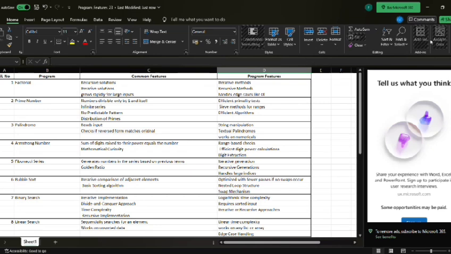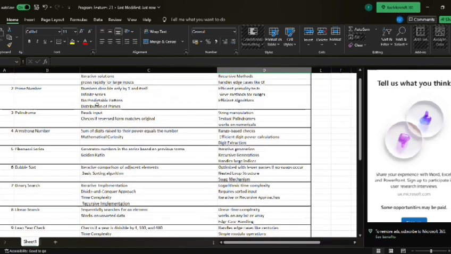1. Factorial. Recursive solutions: factorial is often demonstrated using recursion, where a function calls itself to calculate the factorial of smaller numbers. Iterative methods: factorial can also be calculated iteratively using loops, which can be more efficient for large numbers too. 2. Prime numbers. Divisible only by 1 and itself: this is the fundamental definition of a prime number. Efficient primality tests: there are various algorithms like the Sieve of Eratosthenes and Miller-Rabin test to efficiently determine if a number is prime.